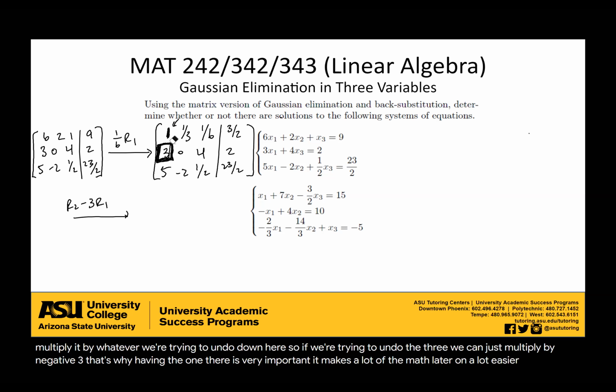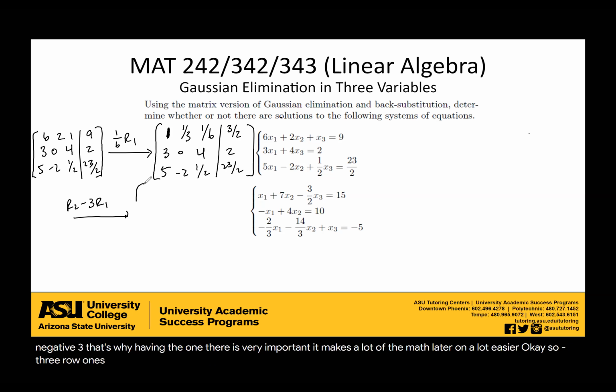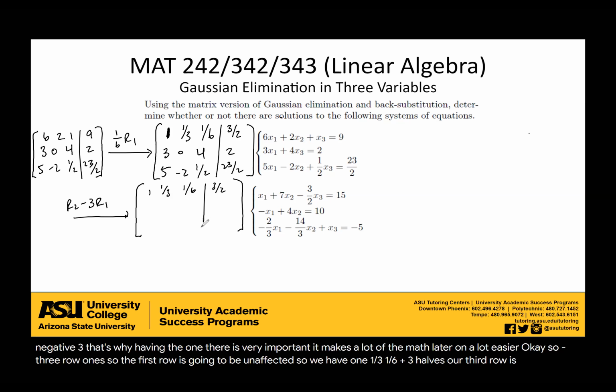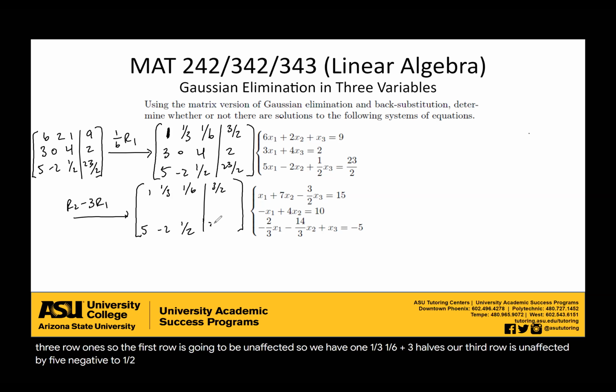Okay, so we're going to take row 2 minus 3 row 1s. So the first row is going to be unaffected. So we have 1, 1/3, 1/6, and 3/2. Our third row is unaffected: 5, negative 2, 1/2, 23/2. And then our second row is affected. And let's see what it looks like.